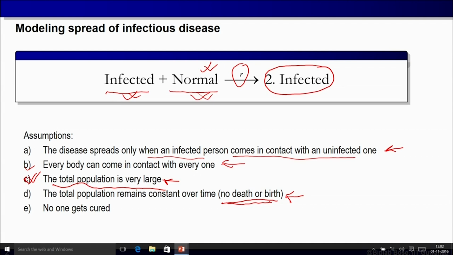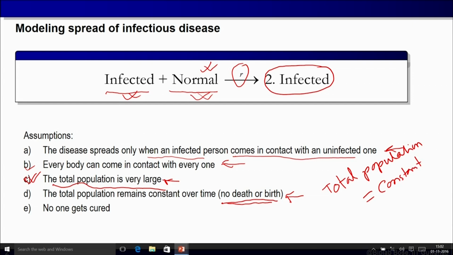That means the total population is constant. That helps us to reduce the complexity in the equations that we'll make.